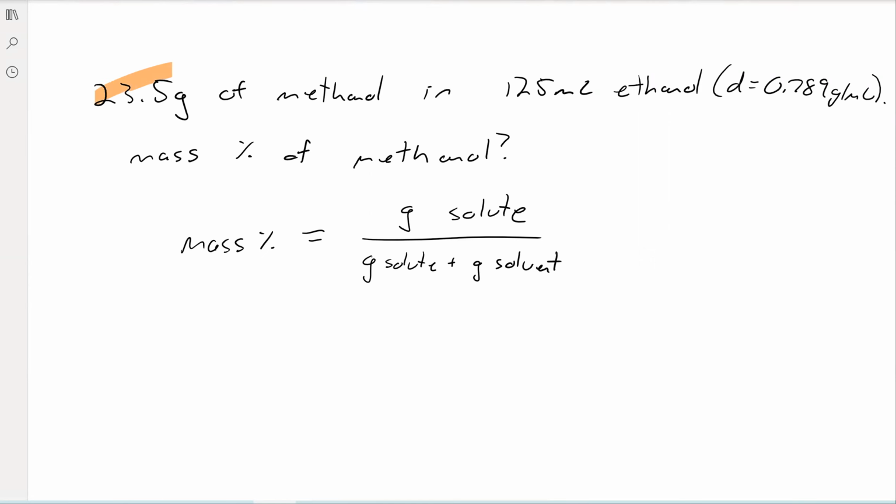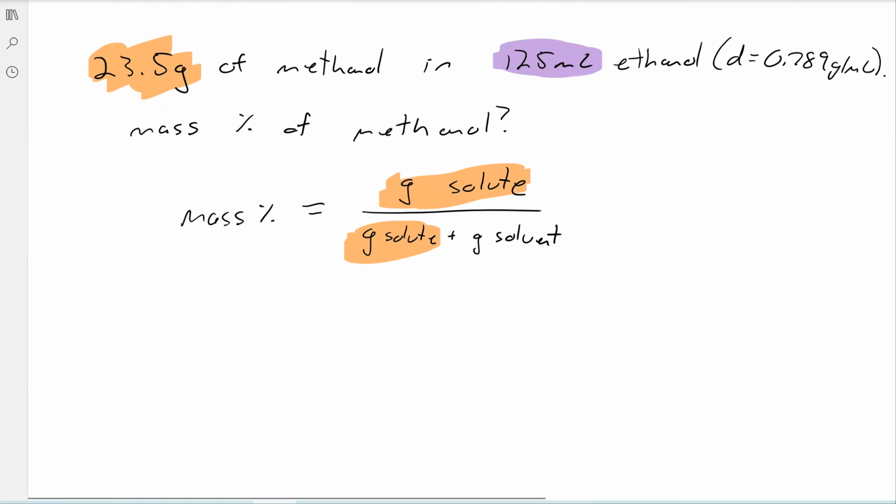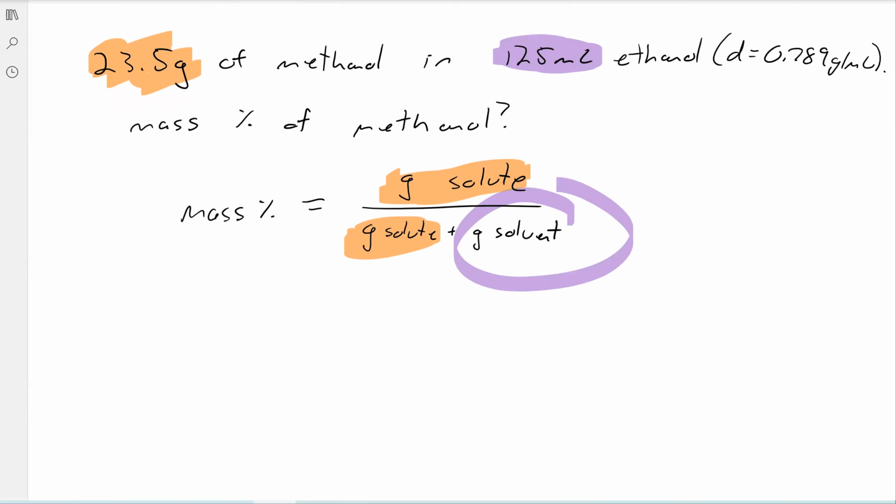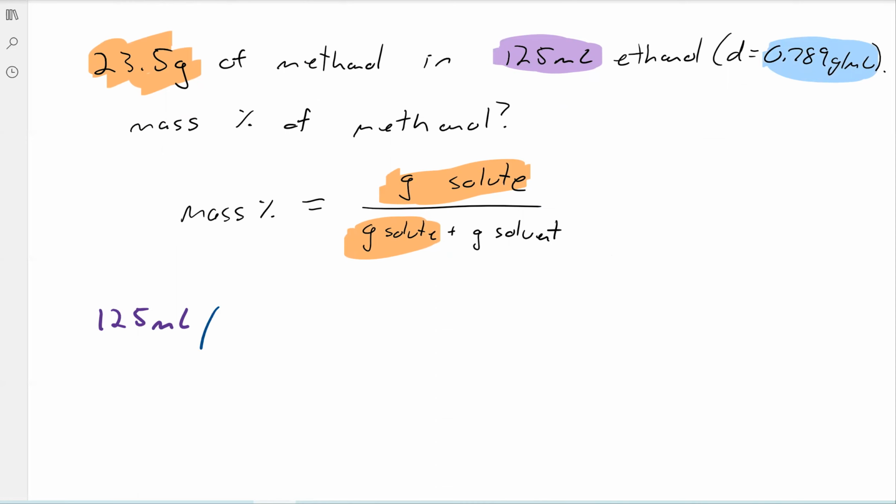So we can think about where we're going to take these numbers. It's 23.5. That's already grams of solute, so we'll plug that in both the numerator and the denominator. And then what other value do we have? We have 125 mL of ethanol, right? But this is not in grams. So that's not going to get us quite there, but it's going to help to get us there. If we have 125 milliliters of the ethanol, how do we go from milliliters to grams? We can think about what other units we have. And if you take a look at density, it's grams per mL, which allows you to convert between grams and mL.